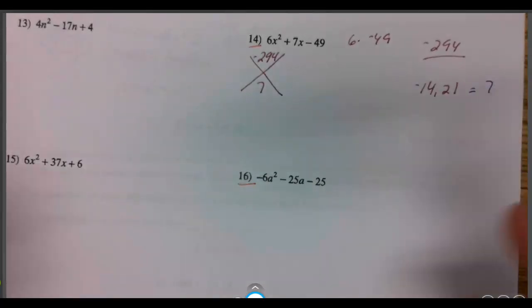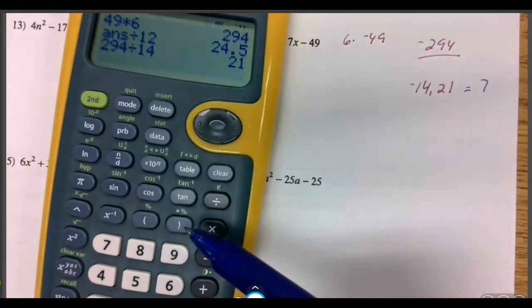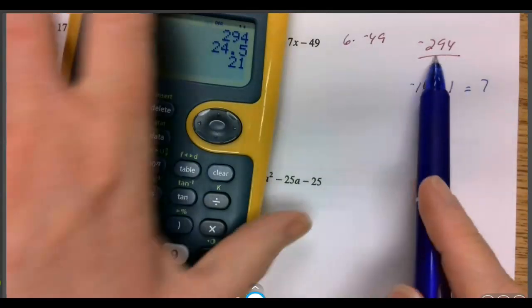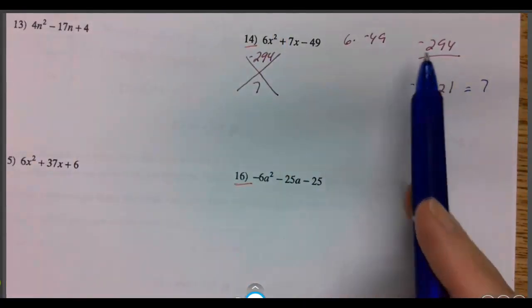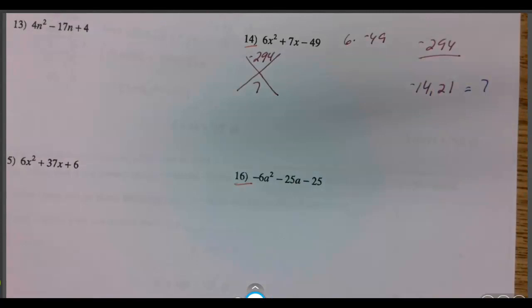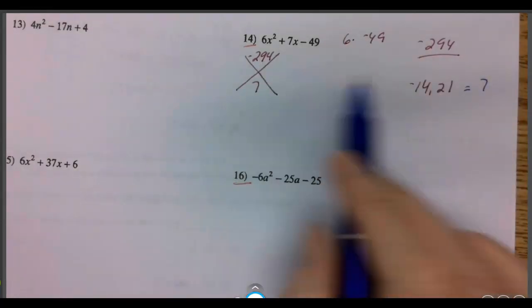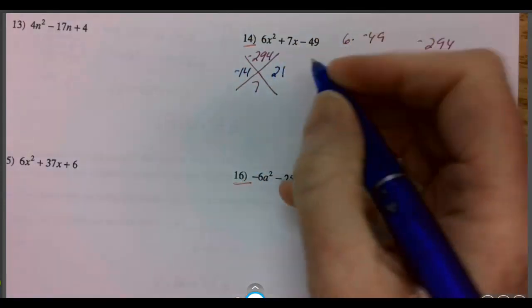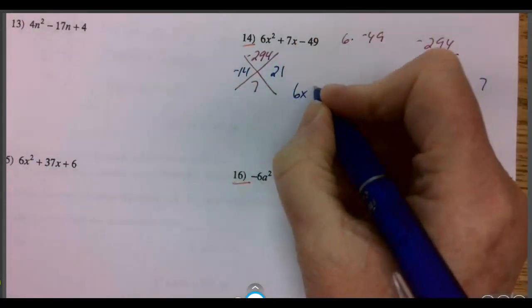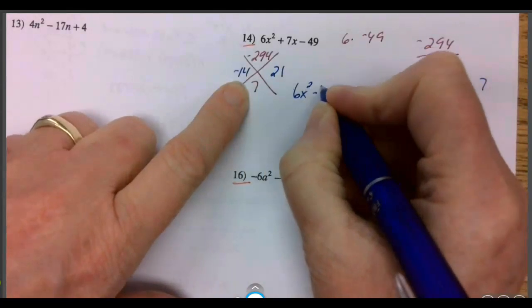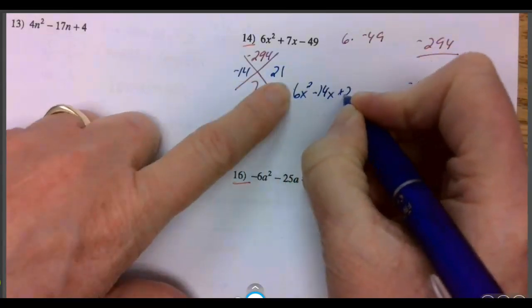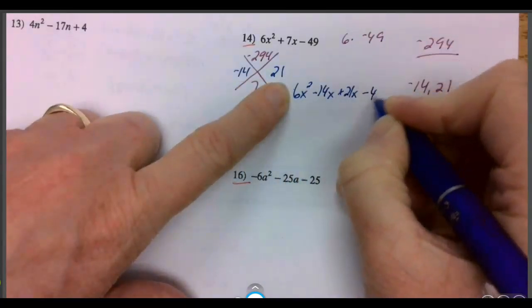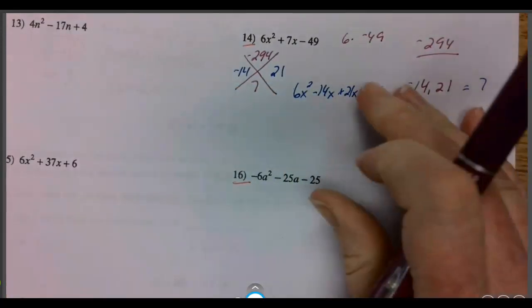But do you see what I mean? I took my calculator. I tried different things. That's what you're going to do too. When you have big numbers, when it's over 100, just try different numbers, okay? Unless you know them. Okay, so I'm going to use negative 14 and positive 21. So I get 6x squared minus 14x plus 21x minus 49. Then I'm going to factor by grouping.